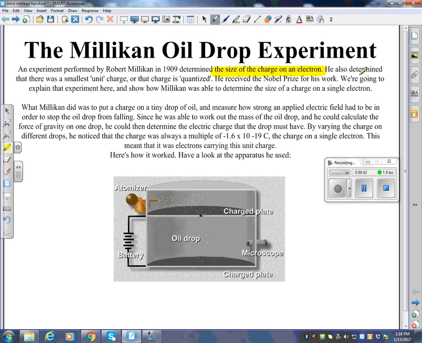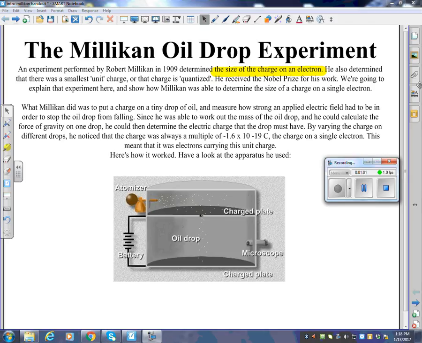What Millikan did was put a charge on a tiny drop of oil and measure how strong an applied electric field had to be in order to stop the oil drop from falling. Since he was able to work out the mass of the oil drop, and he could calculate the force of gravity on one drop, he could then determine the electric charge that the drop must have.